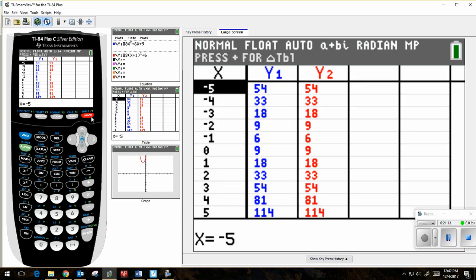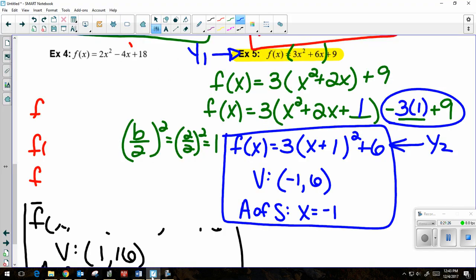Second graph, go to the table and look for what's in the middle of the pattern. So if you notice, the 54s match up, the 33s match up, the 18s match up, the 9s match up, and then that 6 is left alone in the middle. So -1, 6 is your vertex, which is what we had.